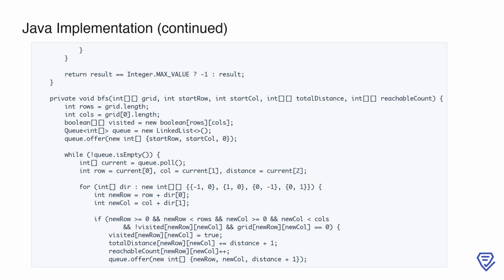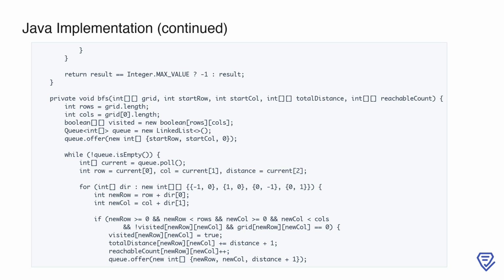After completing the grid traversal, we return the result. If no empty cell satisfies the condition of being reachable from all buildings, the result remains Integer.MAX_VALUE, and we return -1. Otherwise, we return the computed result. Now, let's look at the helper method BFS. This method performs a breadth-first search starting from a specific building. It takes the grid, the starting row and column, and the distance and reachability matrices as arguments.